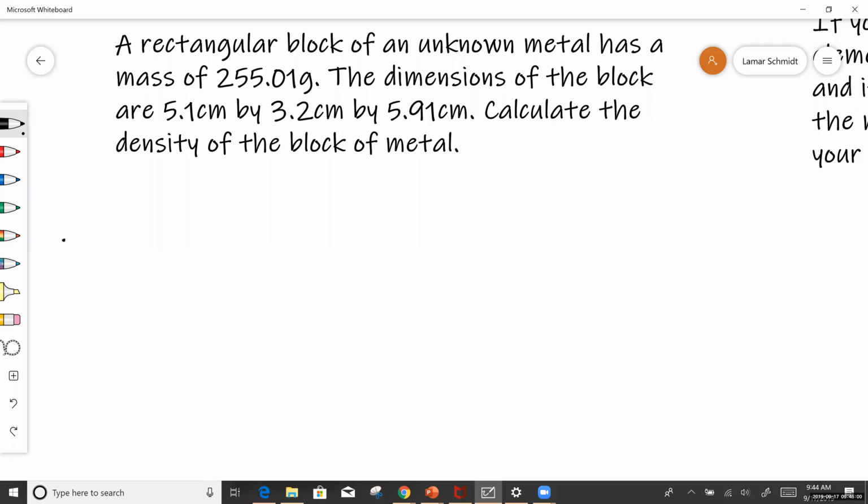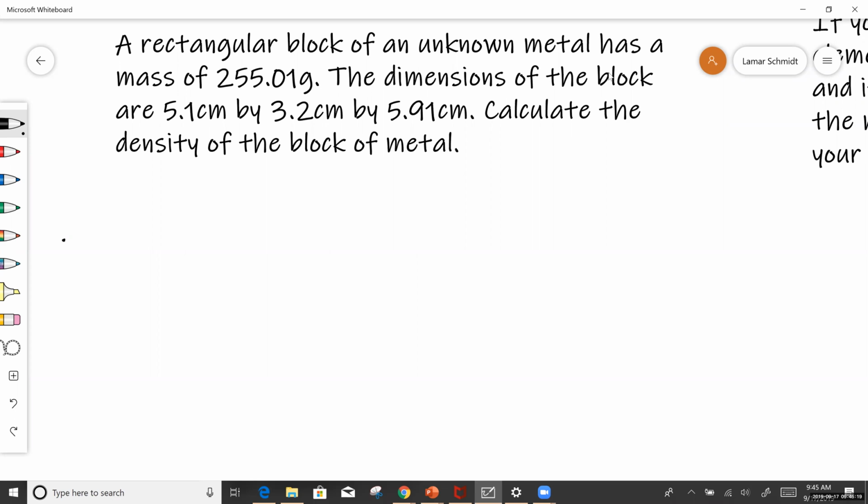All right, welcome to Bell Work, week 6, day 2. We have a rectangular block of an unknown metal, has a mass of 255.01 grams. The dimensions of the block are 5.1 centimeters by 3.2 centimeters by 5.91 centimeters, and you are to calculate the density of the block of metal.